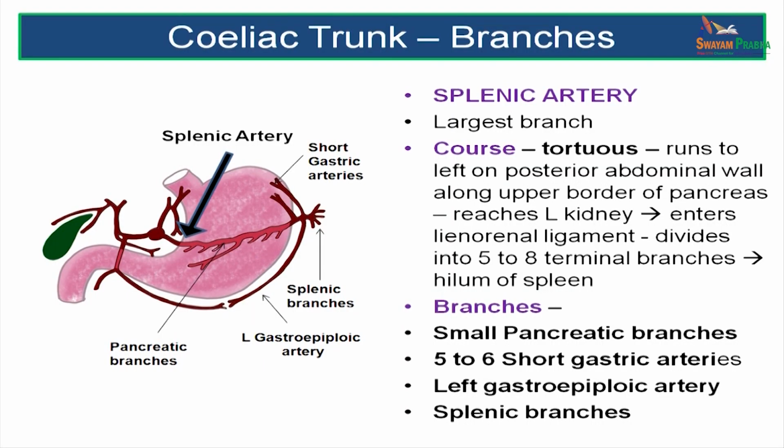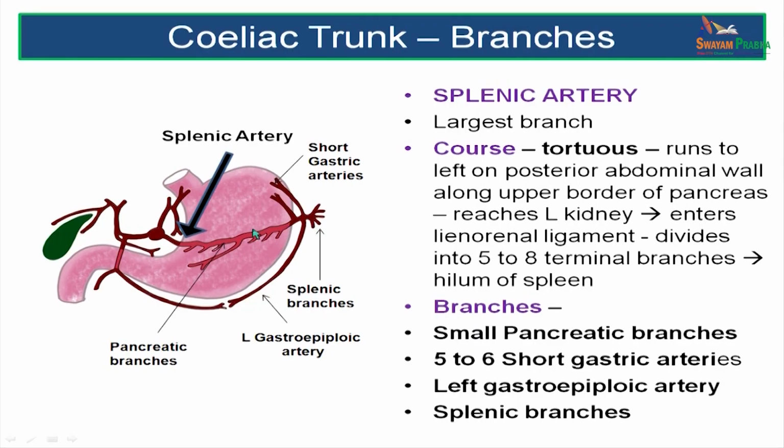Next is the splenic artery. This is a very long and tortuous artery which runs right up from the celiac trunk and the stomach bed, posterior to the stomach, and it goes right up to the hilum of spleen. Along its way, it gives numerous branches like pancreatic branches. It also gives off short gastric arteries to the fundus of stomach, gives off the left gastroepiploic artery which runs along the greater curvature of stomach, and then terminates by dividing into splenic branches.